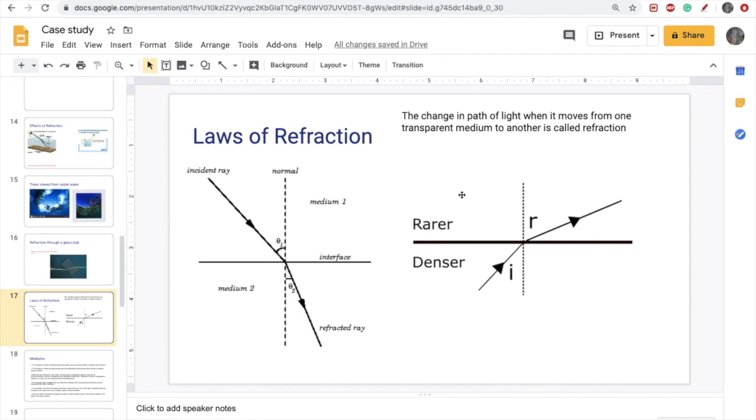Oil also is a transparent medium. And what else is there? Kerosene. All these are transparent mediums.